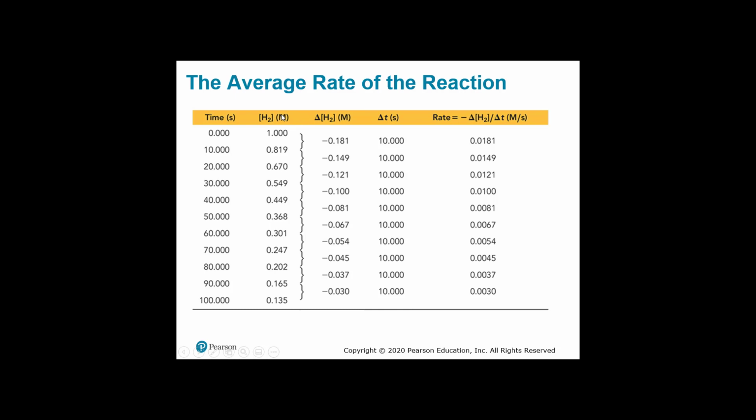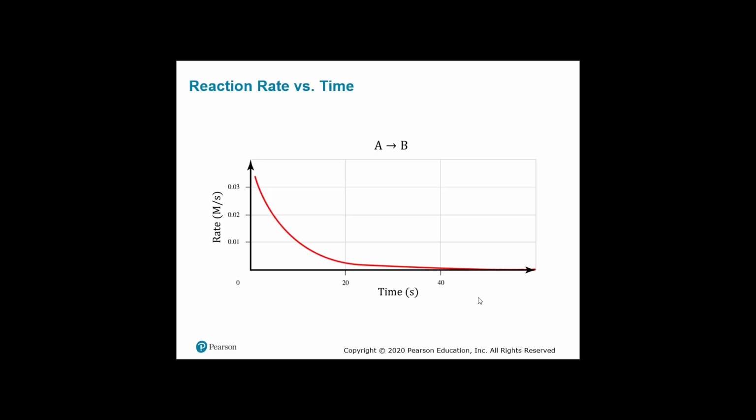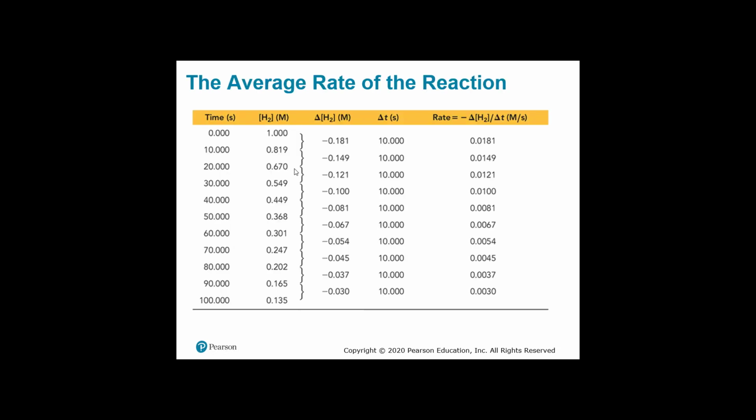Here is the concentration of hydrogen gas. Here is the change in the concentration of hydrogen gas. Here's the change in time. And here's the overall rate for the change in concentration of hydrogen gas over a specified time. And then here's a graph showing AB, which is pretty much just showing A right here, which could be very similar to what's here.